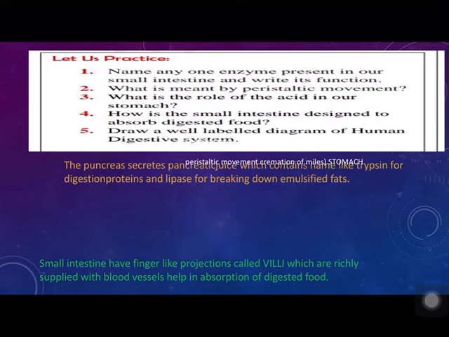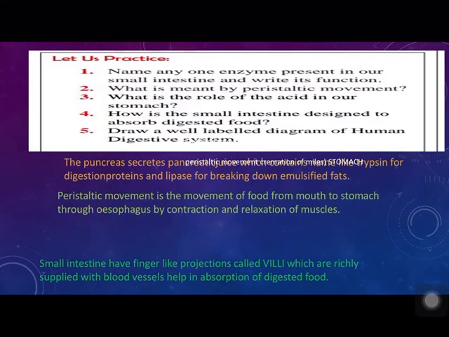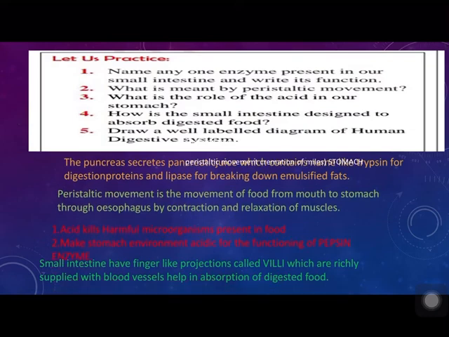What is meant by peristaltic movement? Peristaltic movement is the movement of food from the mouth to the stomach through the esophagus by contraction and relaxation of muscles. Third, what is the role of acid in our stomach? Acid kills harmful microbes present in the food and makes the stomach environment acidic for the functioning of the pepsin enzyme. And the fourth one is, how is the small intestine designed to absorb digested food? The small intestine has finger-like projections called villi, which are richly supplied with blood vessels and help in absorption of digested food.